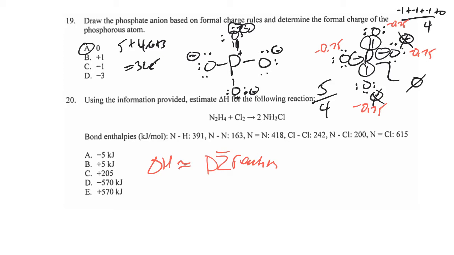What am I doing here? Let me erase. So it's the sum of the bond enthalpies, symbol D, for the reactants, minus the sum of the bond strengths of the products.